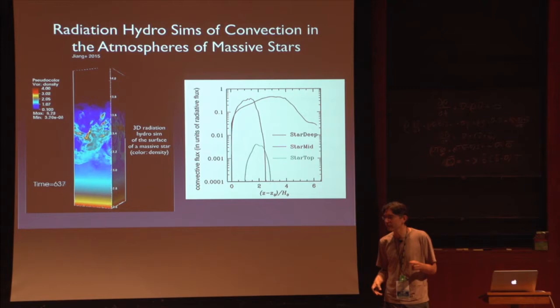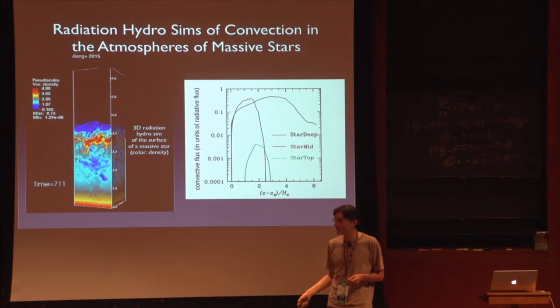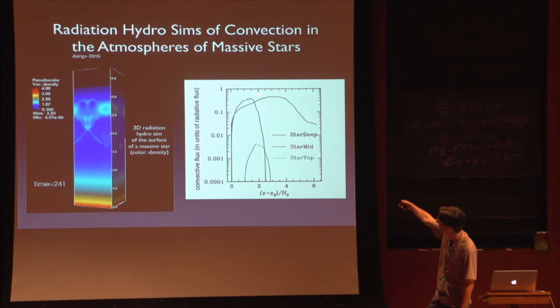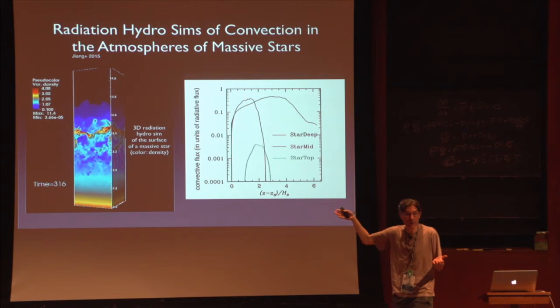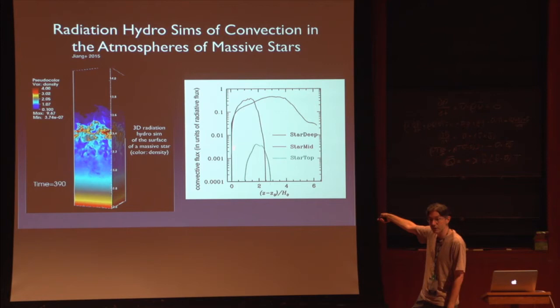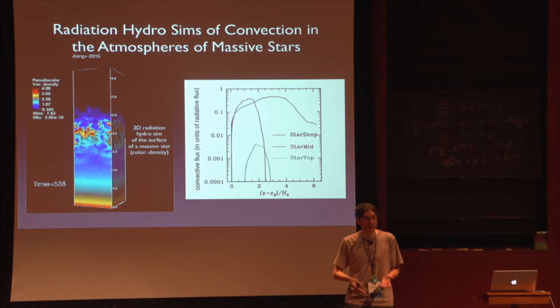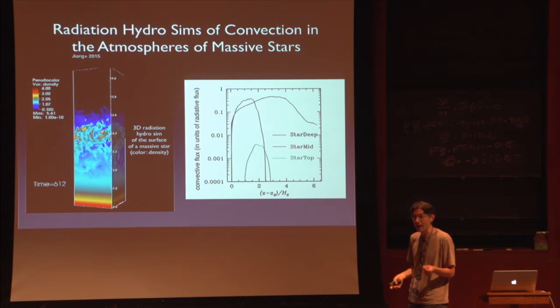The simulations are very creatively named: deep, mid, and top. You can probably guess what those mean. Deep is deep in the star, top is near the top of the star, mid is somewhere in between. And what this shows you is that in the deep interior, deep and mid, convection carries an amount of energy which is similar to what photons were carrying. But near the surface, convection actually is not very efficient at carrying energy. The energy transport by convection is down by almost two orders of magnitude. That's because of the suppression of buoyancy in the surface layers where thermal diffusion is very rapid. Okay?